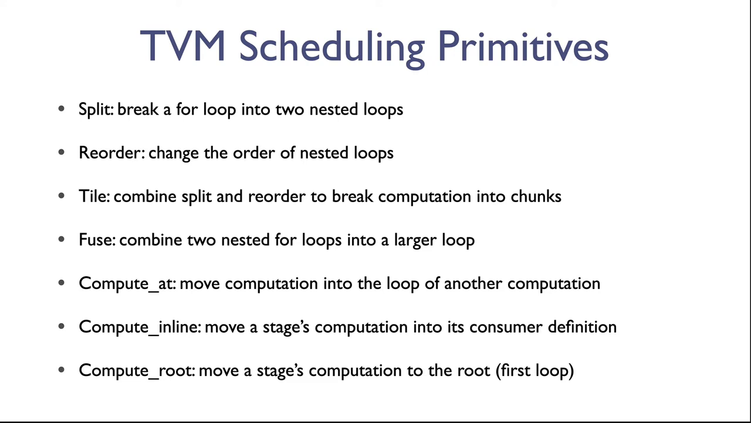And TVM provides a number of different scheduling primitives that you can use to optimize your computations. These include things like split, to break a for loop into two nested loops; reorder, to change the order of nested loops; tiling, to combine split and reorder to break computation into chunks; fuse, which can combine two nested loops into a larger loop; compute at, which moves a computation into the loop of another computation; compute inline, which moves a stage's computation into its consumer definition; and compute root, which moves a stage's computation into the root or the first loop.